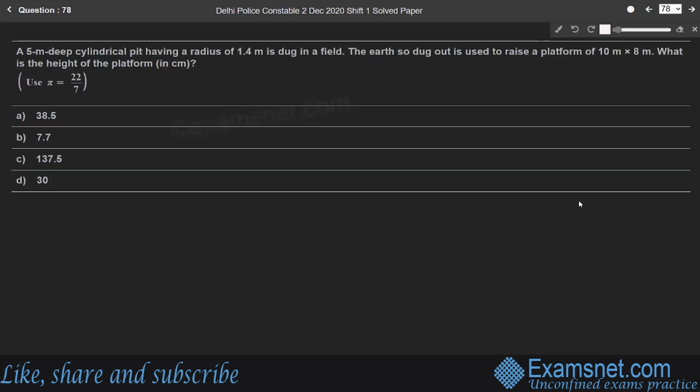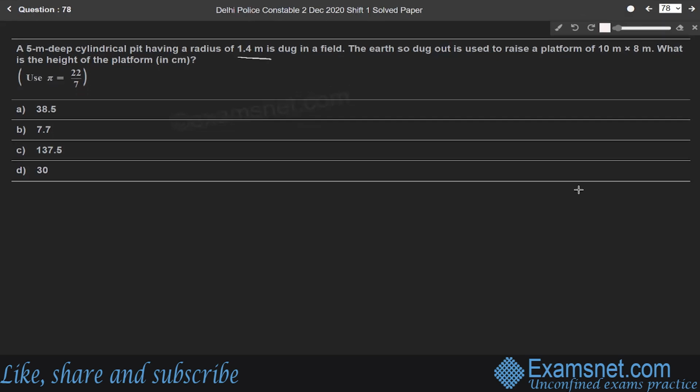Option D. Question 78. A 5-meter deep cylindrical pit having a radius of 1.4 meter is dug in a field. The earth so dugout is used to raise a platform of 10 meter into 8 meter. What is the height of the platform?